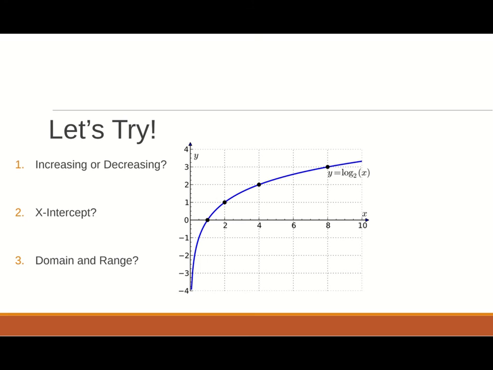So let's try everything we've learned today with this graph. First, let's ask ourselves, is this graph increasing or decreasing? You can look at the line itself on the graph, reading it left to right. Is it going up or is it going down? And we see that this one is going up. So we know that this graph is increasing.